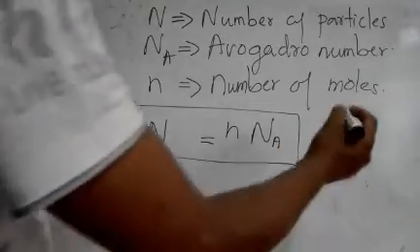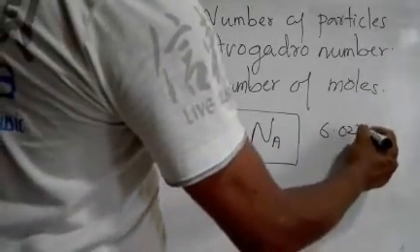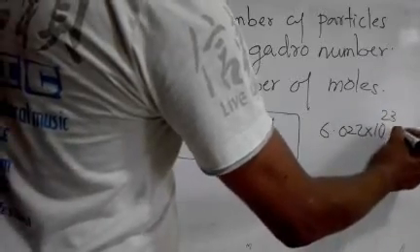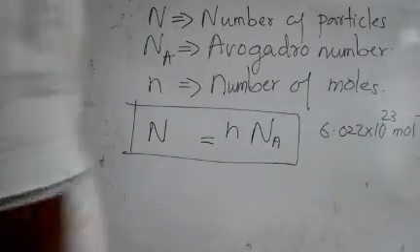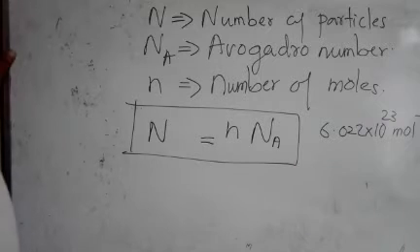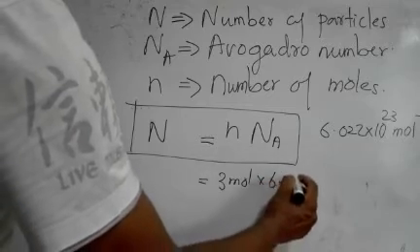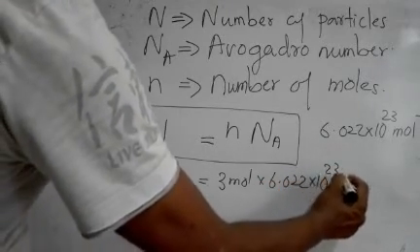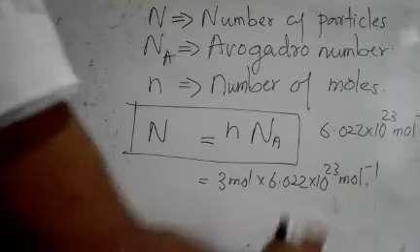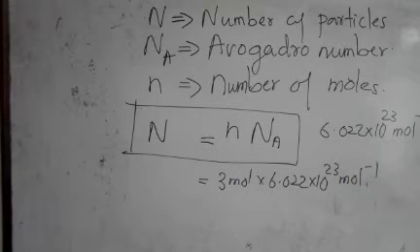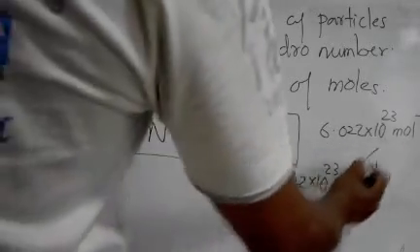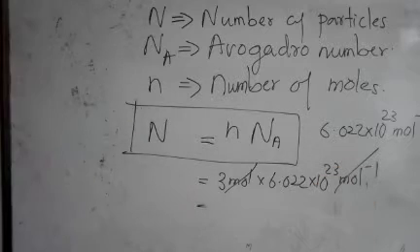So to find the number of particles, the number of moles should be multiplied by the Avogadro number. The Avogadro number is written this way: 6.022 into 10 to the power 23 per mole. In 1 mole, this number of particles is there. As an example, in 3 moles of substance, there will be this number of particles: 3 mole into 6.022 into 10 to the power 23 per mole. So mole per mole cancel, and you get the answer like this. You can keep it that way or simplify it.